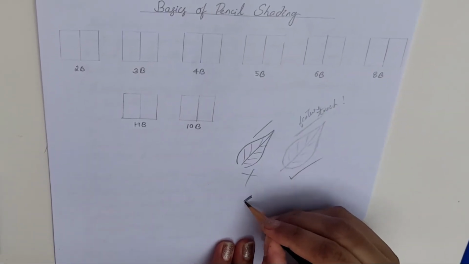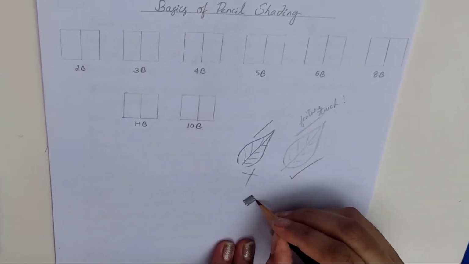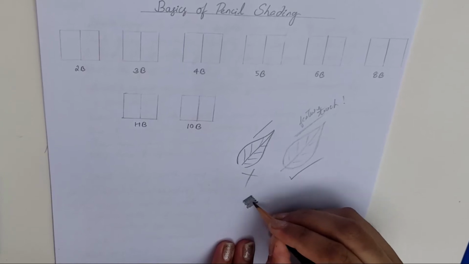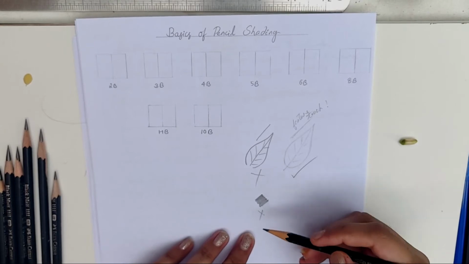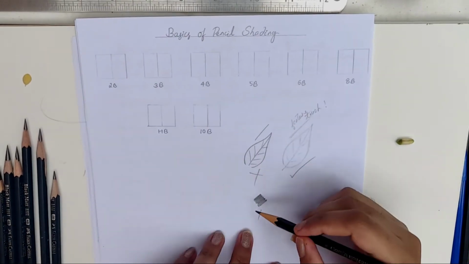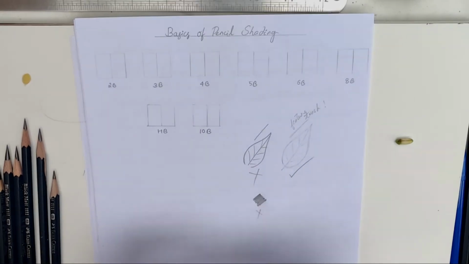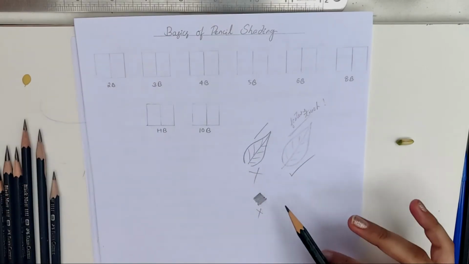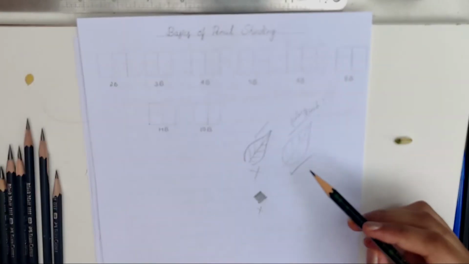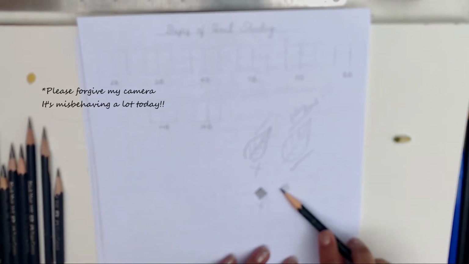Even while shading, don't put too much pressure on the paper and don't hold the pencil near the tip, or you won't be able to blend it later. Hold the pencil far from the tip and brush it back and forth, and that is what is called shading. You can do it with different pressure to achieve different shades.